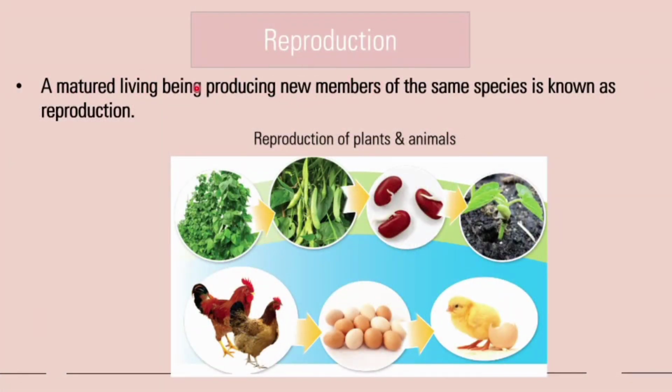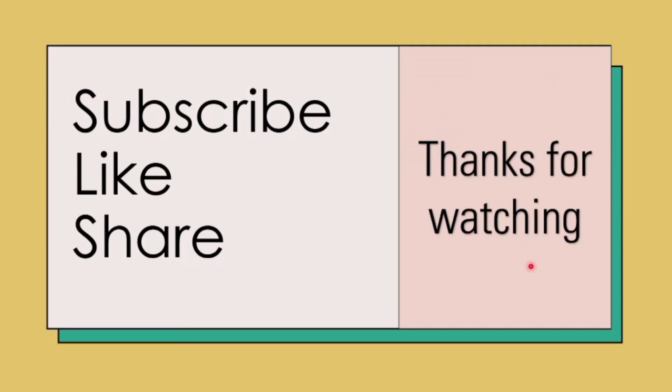Reproduction: a matured living being producing new members of the same species is called reproduction. Here you can see the reproduction of plants and animals. Okay, you have to observe that with your textbook also. So this is the end of today's lesson. Let's meet again in part 2 of this lesson.